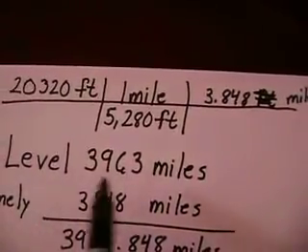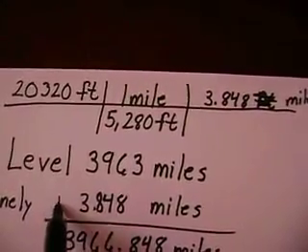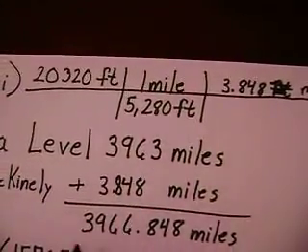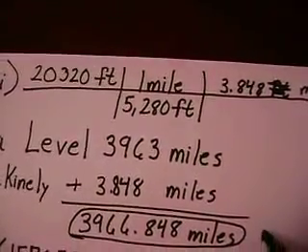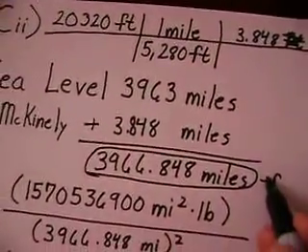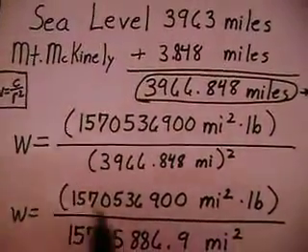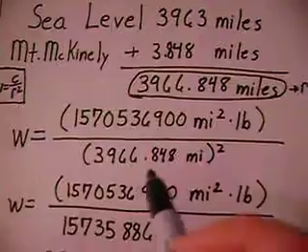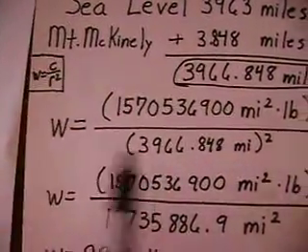We know that sea level is here. We know that Mount McKinley is well above sea level, so we add those two values together and we come up with this value right here. This will be our R value. We know our C value because we found it in the previous step. We plug it into our formula. W is equal to C over R squared.